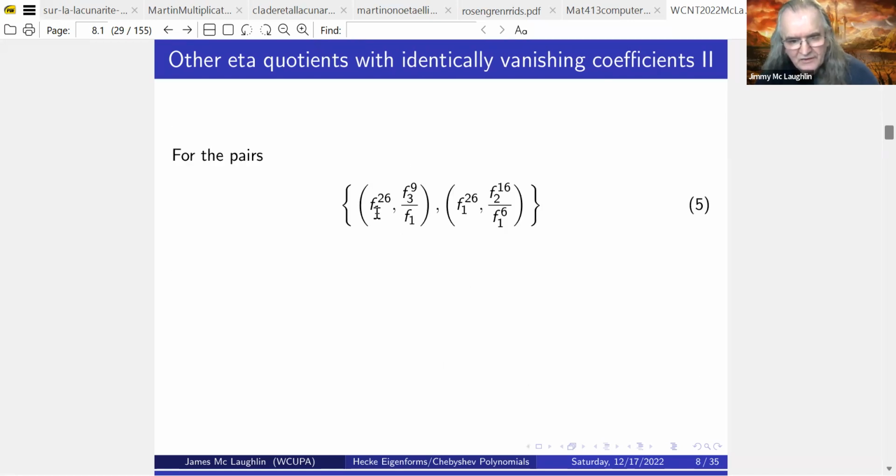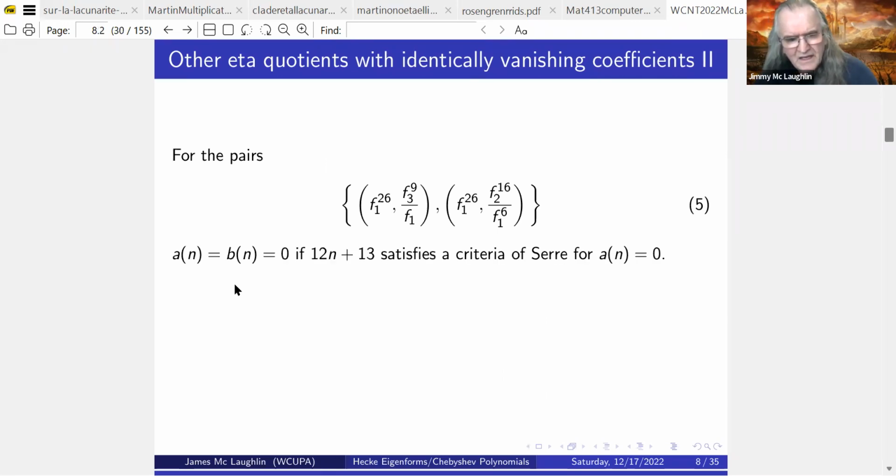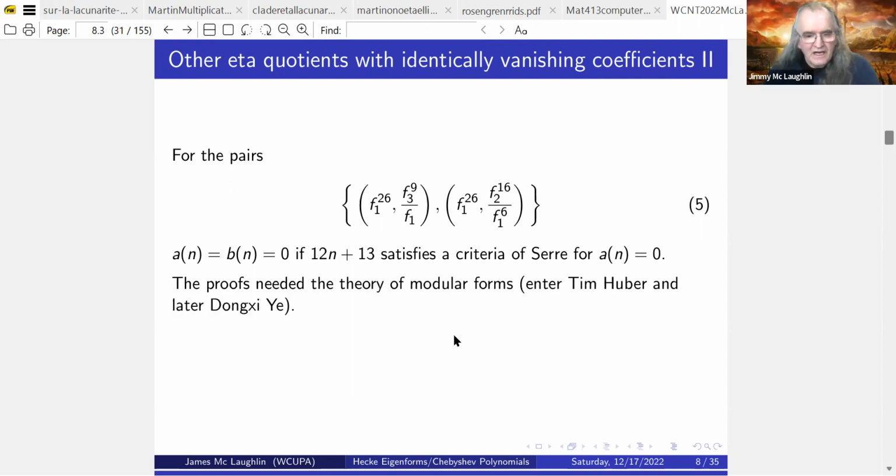All right, now for this pair, we don't have an if and only if condition. They're both 0 if 12n plus 13 satisfies a criterion of Serre for the vanishing of A of n. Now, I had done some work on vanishing coefficients in infinite products before, but they all vanished in arithmetic progressions and it was pretty easy.